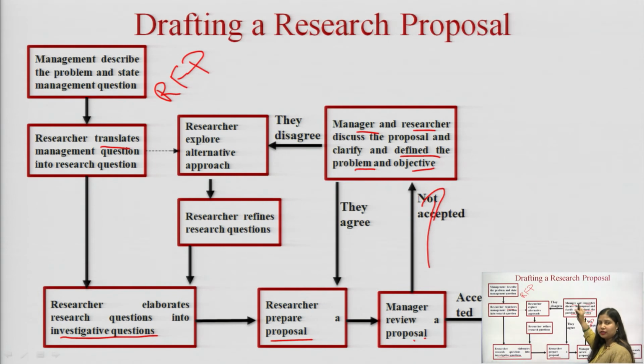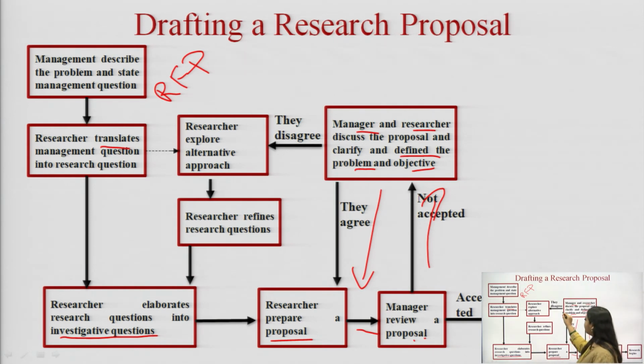And at this stage, if they agree, then they come back to the researcher, who starts preparing the research proposal again. Then after preparing, it again goes for the management review. If it is accepted, then research will start. But again, if it is not accepted, then we are going to repeat that cycle. But what happens when the manager and researcher do not agree on this point?